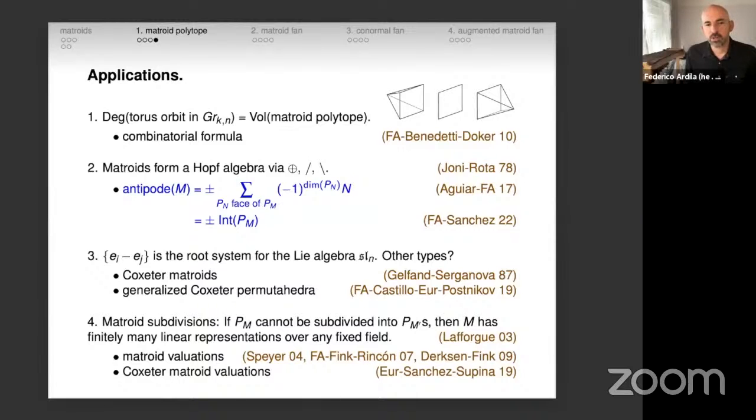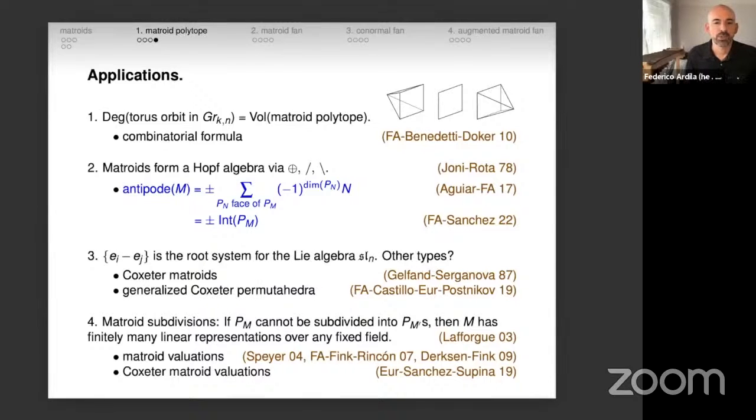So this led to the theory of matroid valuations, and these are the functions on matroids such that, for example, the function on the big matroid would be the function on this piece plus the function on this piece minus the overlap. And matroid valuations are a very valuable tool to study matroid subdivisions. And many authors have thought about this, and I'll mention David Speyer did some very foundational work on this, which we followed up on with my students Alex Fink and Felipe Rincón, and eventually Derksen and Fink were able to characterize all matroid valuations. And then in a very elegant paper, Chris Eur, Mario Sanchez, and Mario Supina managed to extend this to the setting of Coxeter matroids.